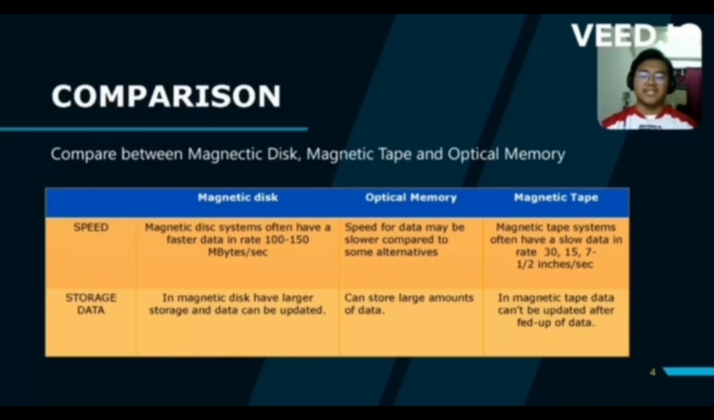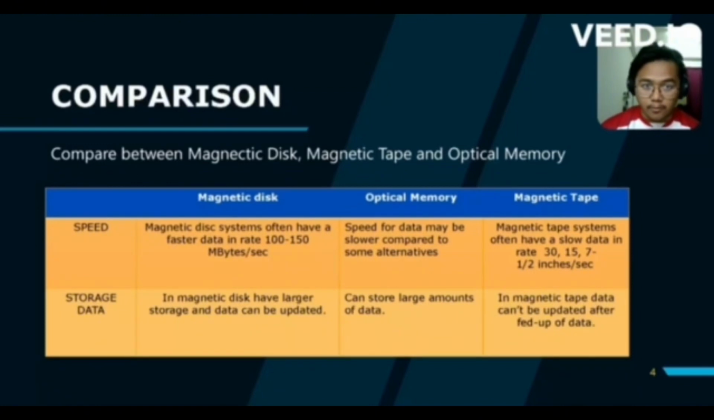For data storage, the magnetic disk has a larger storage and data can be updated. For optical memory, it can store a large amount of data. And for magnetic tape, the data can be updated after a backup of the data.